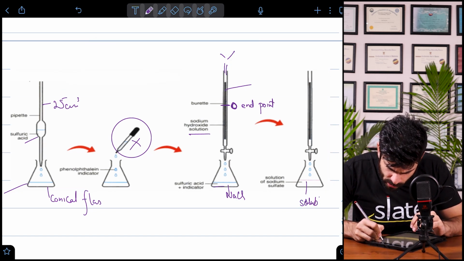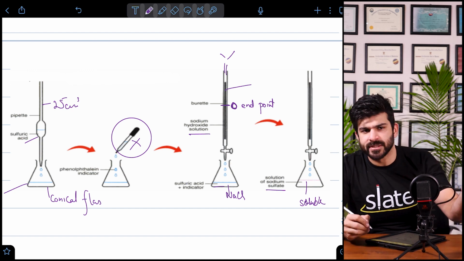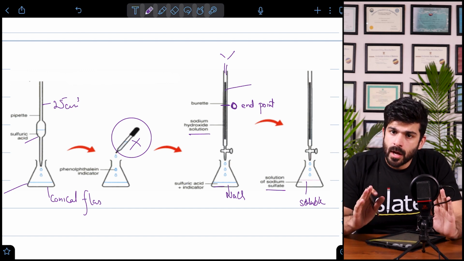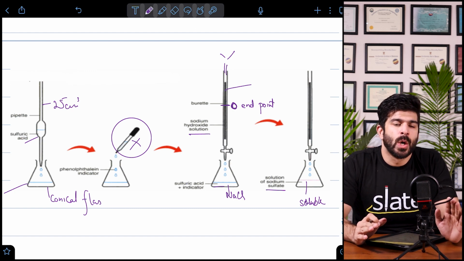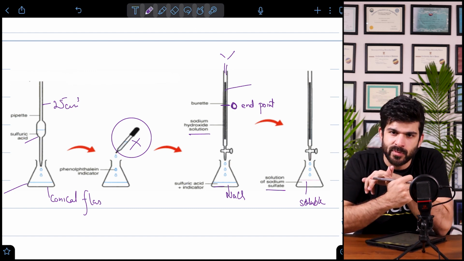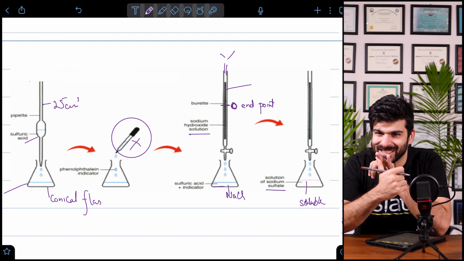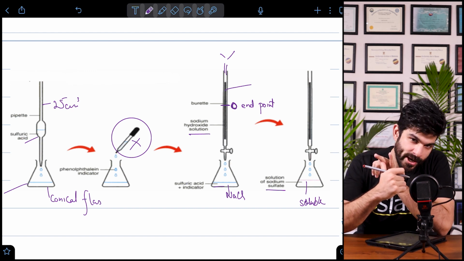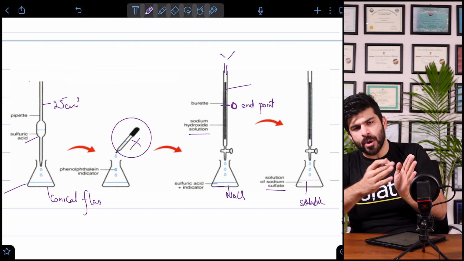This is the soluble salt. Okay, the example was of sodium sulfate. Again, it's the same thing. So what will we do next? We're going to put that into a china dish. We're going to evaporate it. We're going to crystallize it. Crystallize or evaporate to dryness. In the next step, I will talk about those steps.